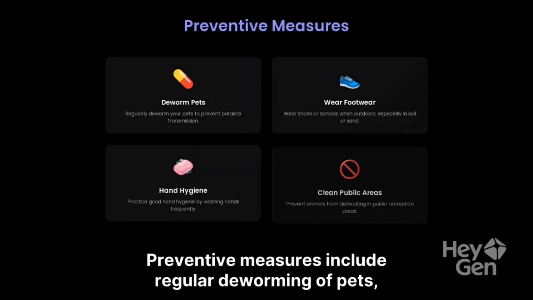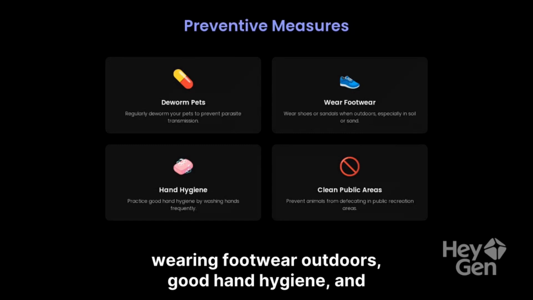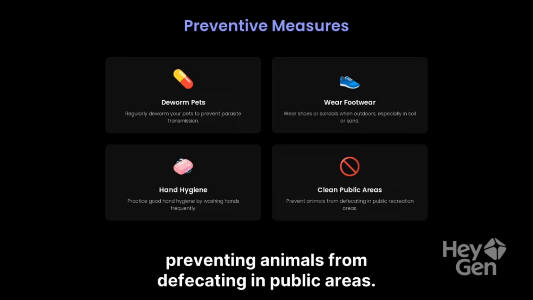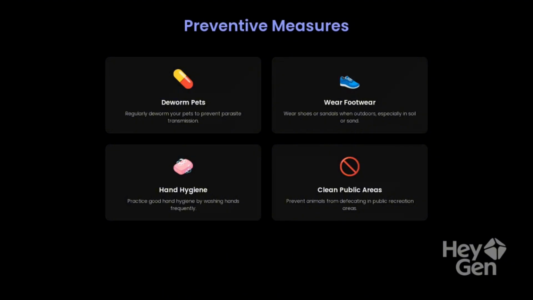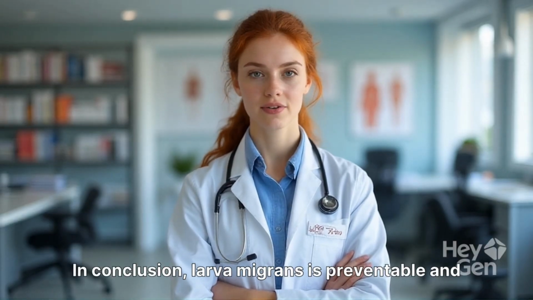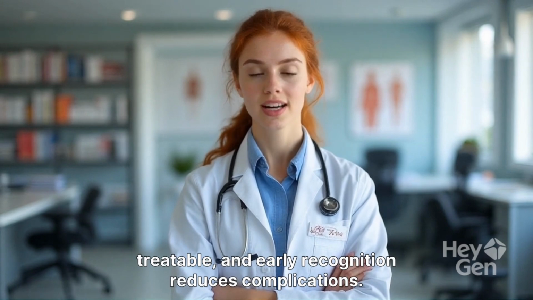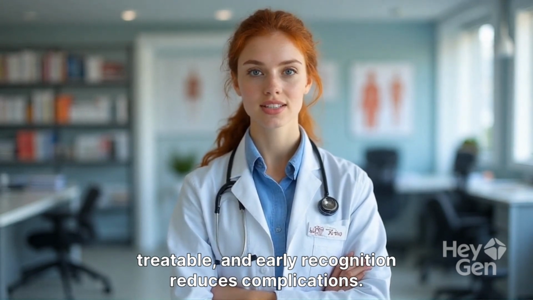Preventive measures include regular deworming of pets, wearing footwear outdoors, good hand hygiene, and preventing animals from defecating in public areas. In conclusion, larva migrans is preventable and treatable, and early recognition reduces complications.